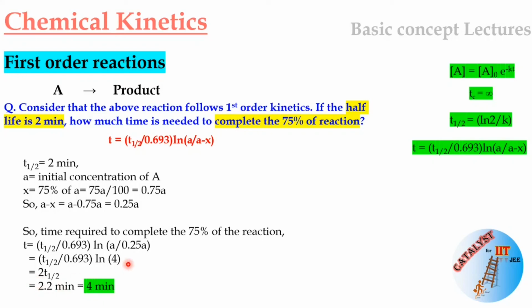So what you get is 2 t half. That means that if the t half of the reaction is 2 minutes, then the time required to complete the 75% of the reaction is 2 t half, which is equal to 2 into 2, which is equal to 4 minutes. So 4 minutes is the answer.